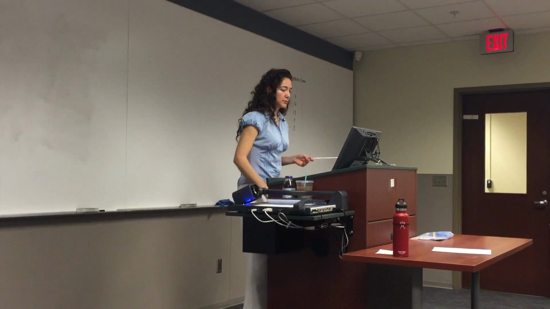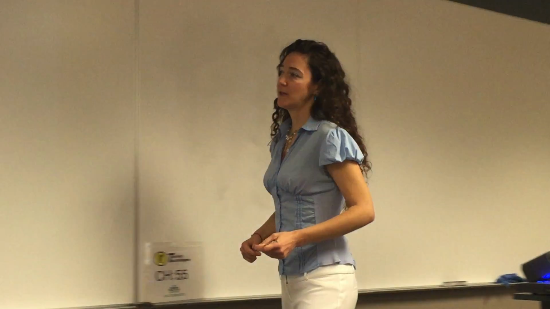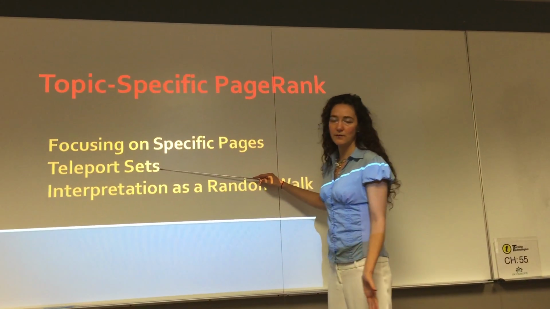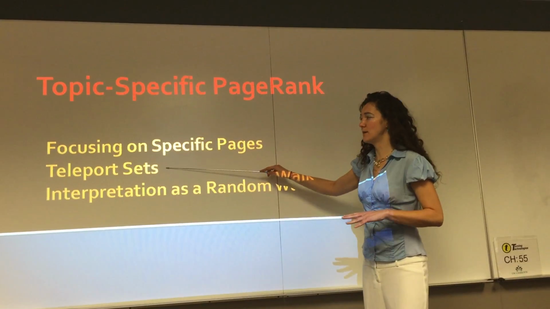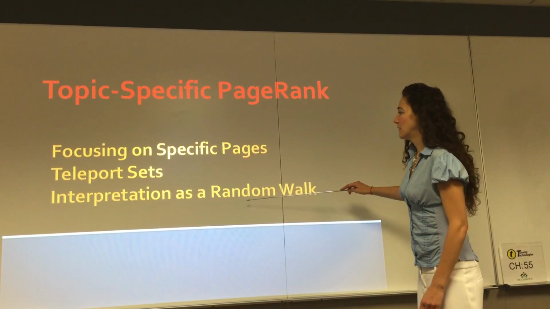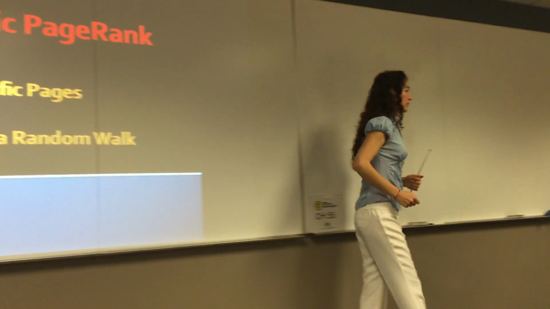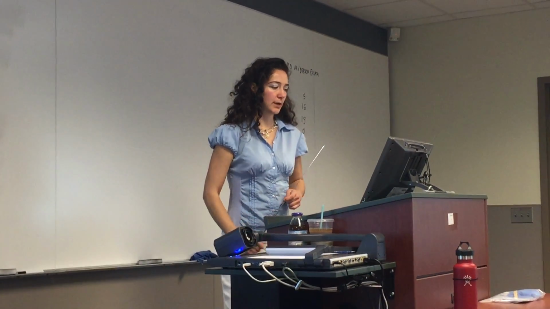So we will talk about focusing on specific pages. A teleport set, which is a special set of subjects that the random walker is interested in and is likely to stay in these websites within that subject. And then we will see how it looks with our random walking picture, the graph with Amazon, Yahoo, and Microsoft that we have been looking at.